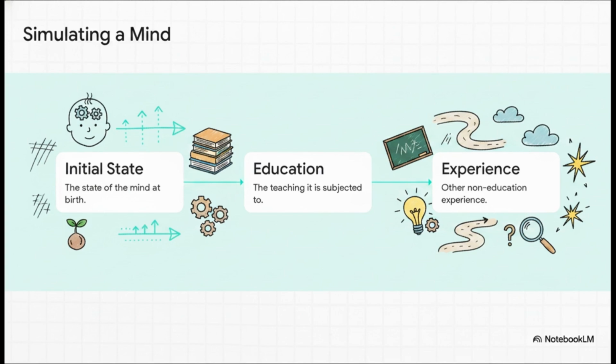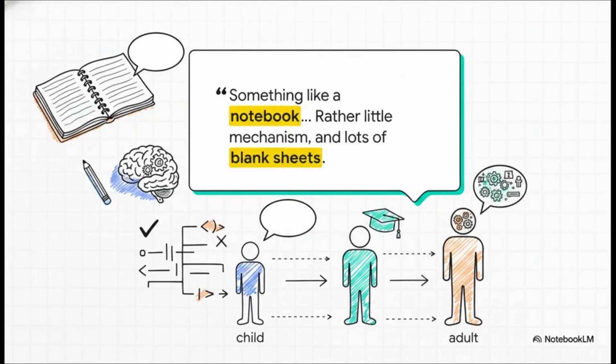Step 1, start with the initial state of the mind at birth. Step 2, the education to which it has been subjected. And Step 3, other experience. To really drive this home, Turing uses this striking notebook analogy. He wrote, presumably the child brain is something like a notebook as one buys it from the stationers. Rather, a little mechanism and lots of blank sheets.